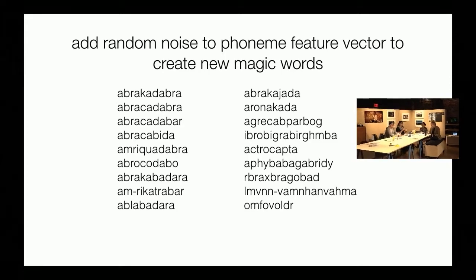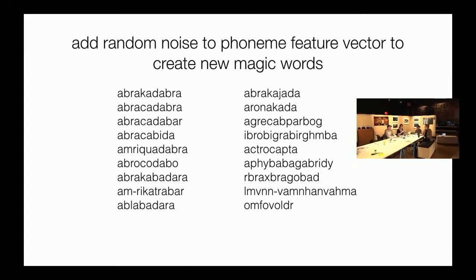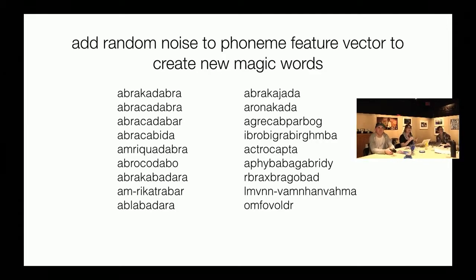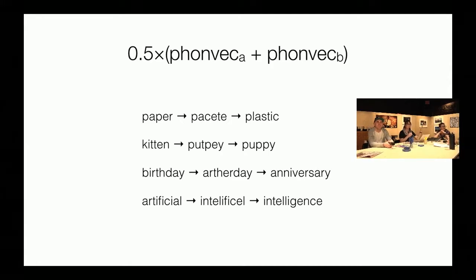Abracadabra is traditionally an apotropaic word. It wards away danger. So I think I've just warded away all kinds of danger by saying these words out loud. Another thing I've been working with quite frequently is the model's ability to interpolate between words.